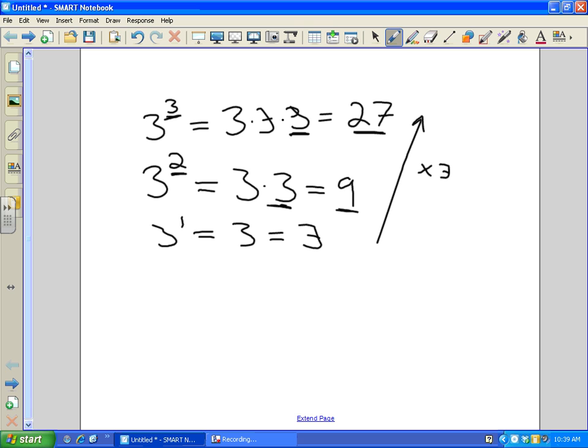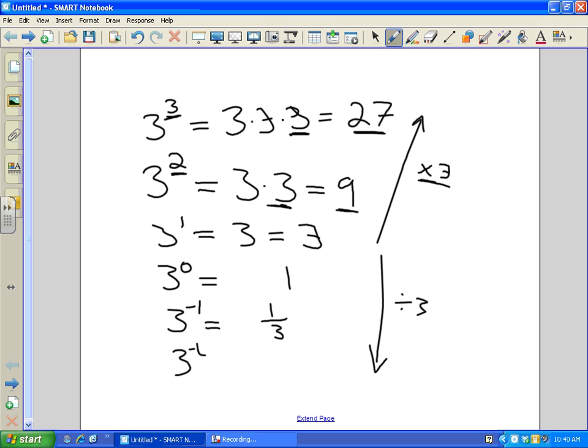Okay, so what does this have to do with negative exponents? Well, we can go down this way by basically undoing this multiplication by 3. So if we divide by 3, following this pattern, 3 to the 0 power should be 1, because 3 divided by 3 is 1. And then 3 to the negative 1 should then be 1 divided by 3, or 1/3. Okay. Now 3 to the negative 2 would then be 1 over 3 times 3, which equals 1 over 9.